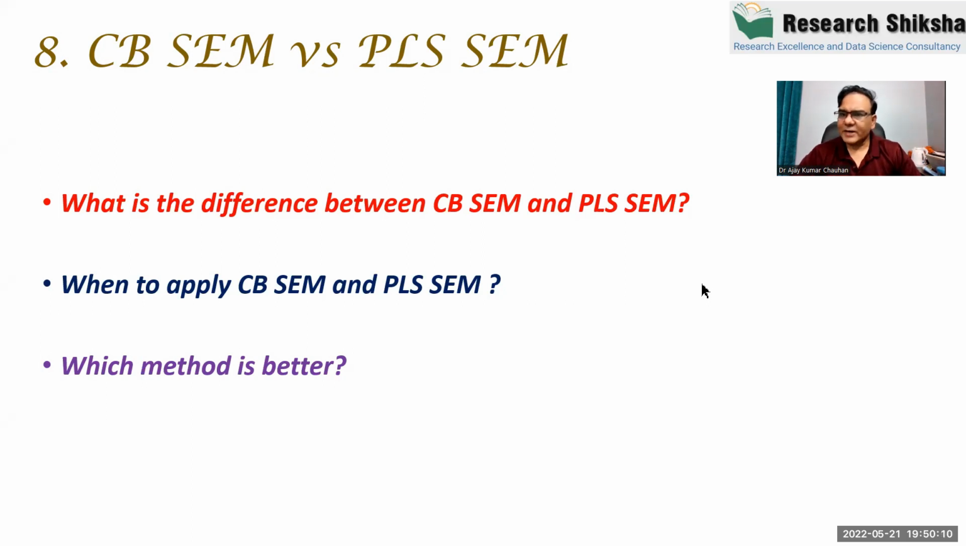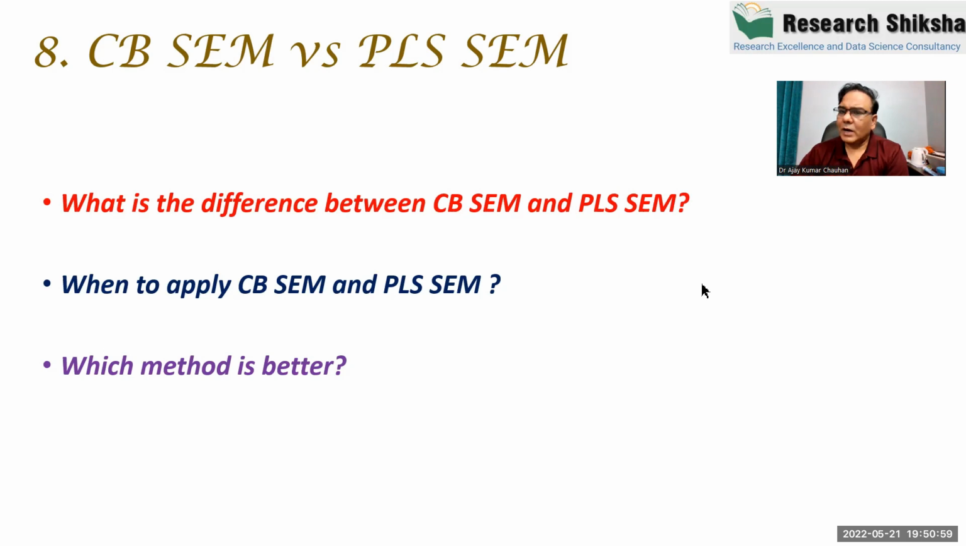The second thing is second-order constructs. Whenever you use a second-order construct, CB-SEM is not giving you good results. Sometimes we get path coefficients more than one, and negative variances. So CB-SEM is not very good at handling complicated models, formative constructs, and second-order constructs. So there are three cases: number one, when you have a formative construct; number two, when you have more than 5 constructs; or third, when you have a second-order construct. Then PLS-SEM is much better as compared to CB-SEM.